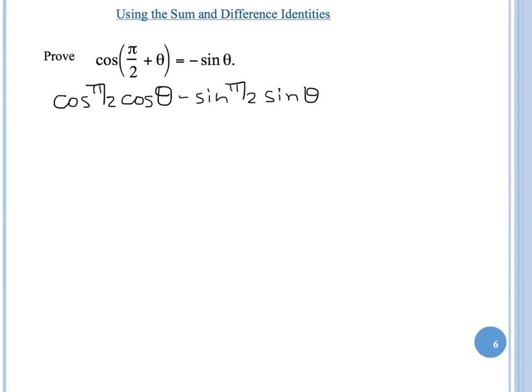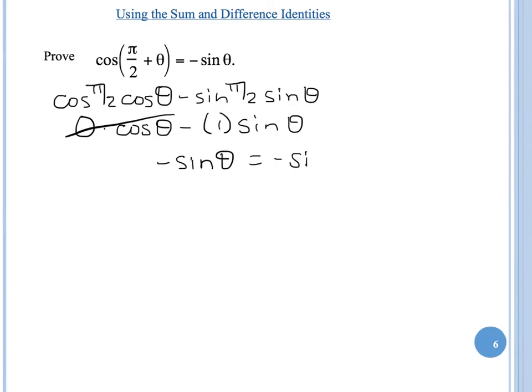Well, cosine at pi over 2, that's going to be my x value at 90 degrees. And my x value at 90 degrees might be 0. So I'm taking 0 times something, which is going to cancel very nicely to nothing. Then I'm looking at the sine at 90 degrees, and that's my y value at 90. That might be known as 1. So if I have negative 1 times sine, that's called negative sine theta, and that equals negative sine theta, and that's exactly what I wanted.